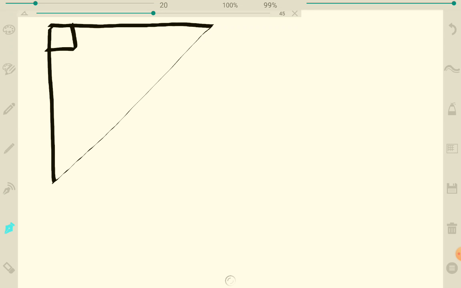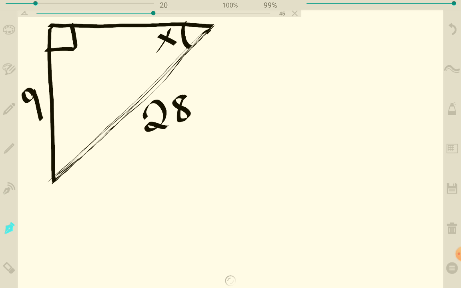This will be our 90-degree angle, and we'll label this angle X, the hypotenuse 28, and this side over here 9. So right now we are trying to find the angle X. So first we need to label our sides.